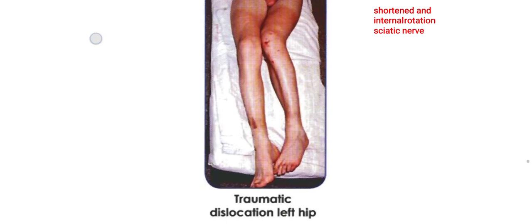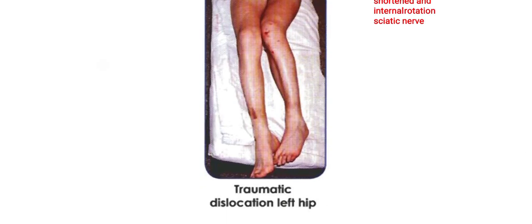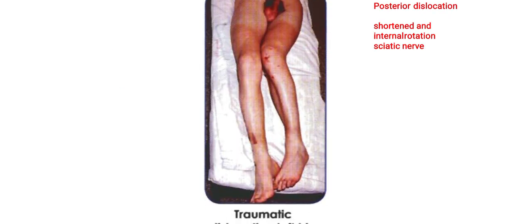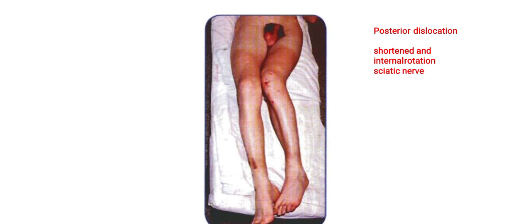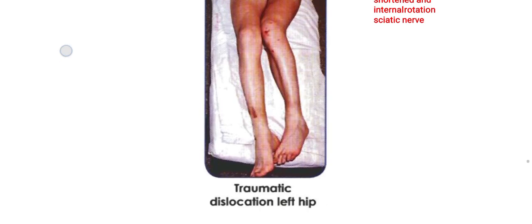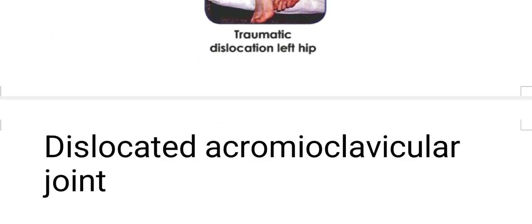This is the posterior traumatic dislocation of the left hip. Here you can see the shortening of the leg. This is very clear. Here you can see both legs; one leg is shortened. So this is the dislocation of the left hip, with shortening and internal rotation, and risk to the sciatic nerve. This is posterior dislocation of the left hip.